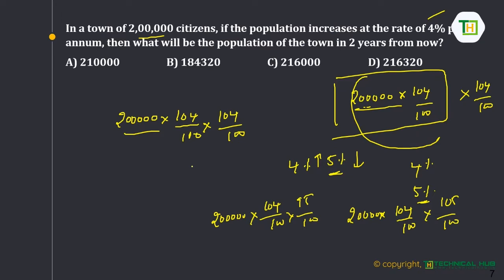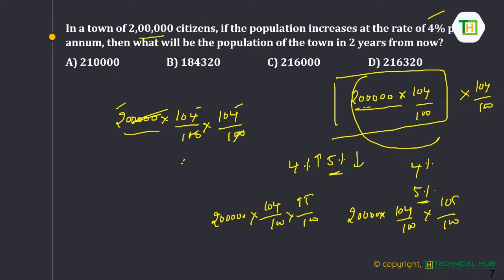Yes. So simplify this one. 2 lakhs into 104 by 100 into 104 by 100. 2 zeros, 2 zeros, total 4 zeros, so 4 zeros get cancelled. If you see here, 4 into 4, 16, 16 into 2, 32.